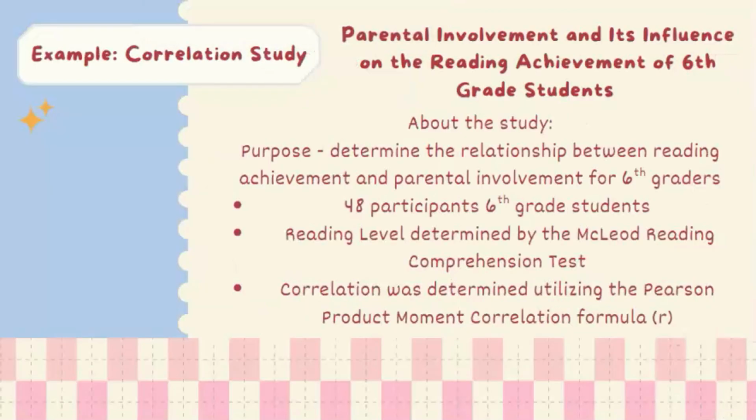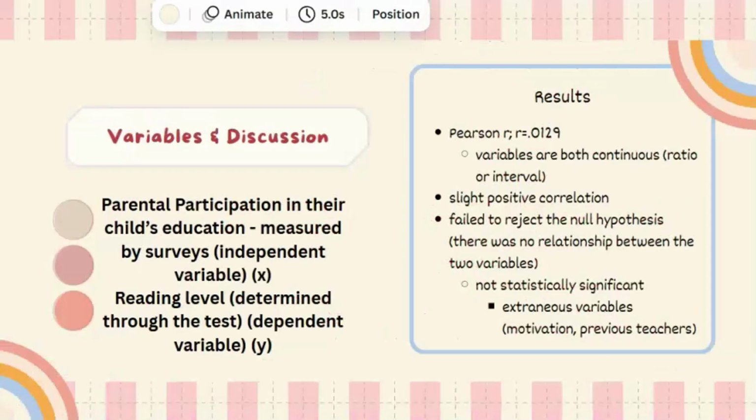So next up, we have the real-world example study that we were looking at. This study had the purpose of determining the relationship between reading achievement and parental involvement. It had 48 participants, and we're using the correlation coefficient R. Our variables are parent participation in their child's education, which is our independent or X variable, and reading level, which is our dependent or Y variable.